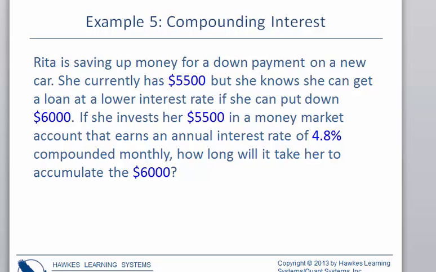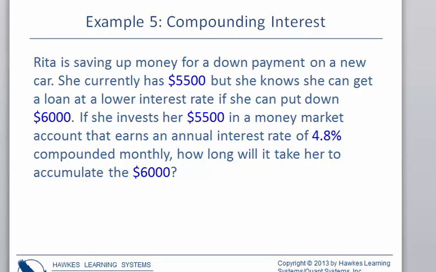Rita is saving up money for a down payment on a new car. She currently has $5,500, but she knows she can get a loan at a lower interest rate if she can put down $6,000. If she invests her $5,500 in a money market account that earns an annual interest rate of 4.8% compounded monthly, how long will it take her to accumulate the $6,000?